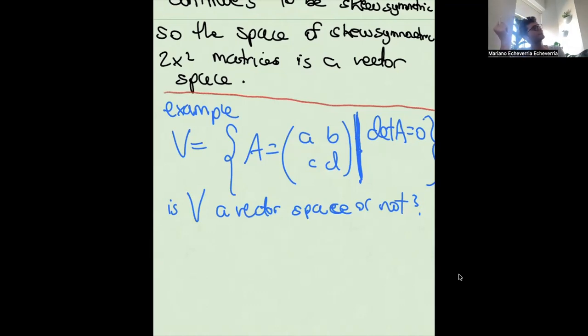Again, being a vector space would mean that if you have two matrices whose determinant is zero, the sum would continue to have zero determinant, and the rescaling of that matrix would continue to have zero determinant, right? So the question is, is that true, yes or no?